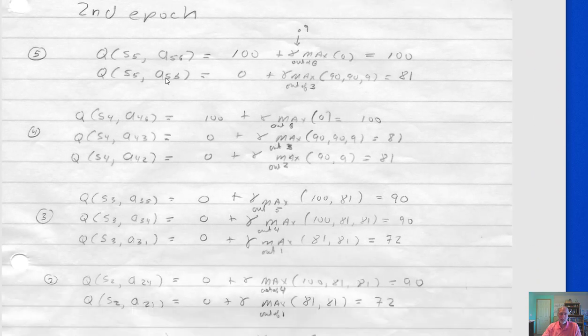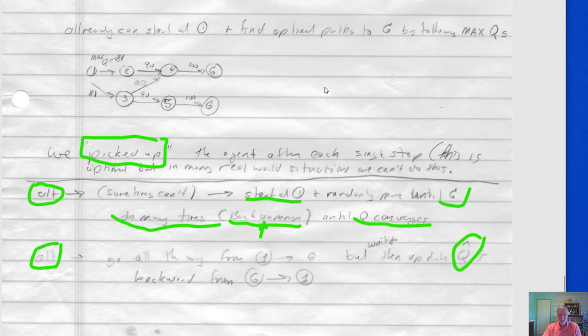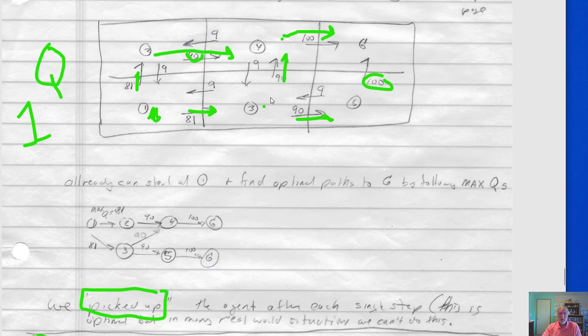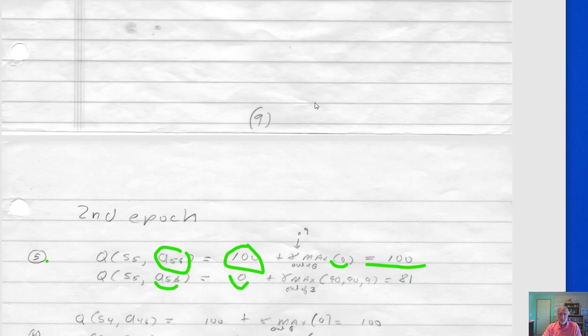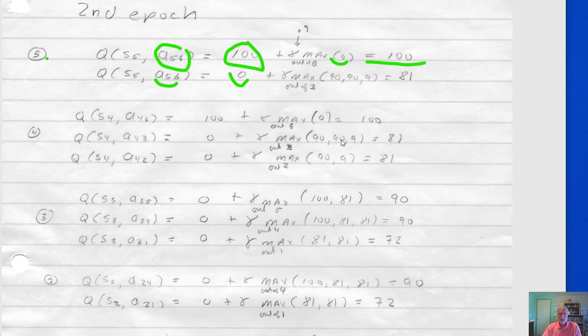So again, if we're in 5 and we go from 5 to the goal, we get the local reward, and we still look inside the goal. We can't go anywhere, so the Q doesn't change. We go from 5 to 3, the local reward is 0, but now if you look at state 3 up here, the ways you can go out of that are 9, 9, and 90. So that's what we do here. We find the maximum of that, gives us an 81, and we update the Q value.